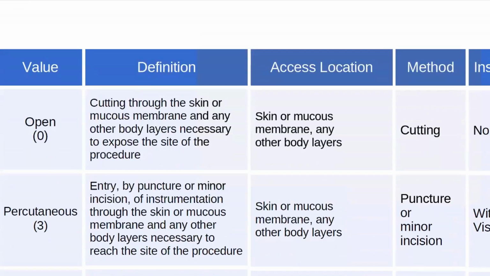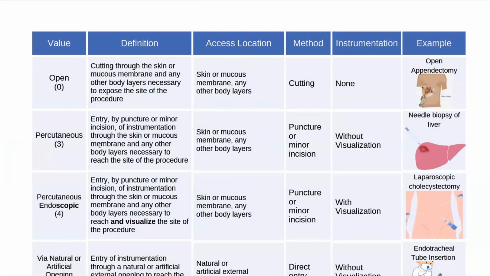Okay. So our next one is going to be percutaneous. And the definition of percutaneous is entry by puncture or minor incision of instrumentation through the skin or mucous membrane and any other body layers necessary to reach the site of the procedure. Again, the key here is puncture or minor incision. The access location is the skin or mucous membrane and any other body layers, similar to the open approach. The method is a puncture or a minor incision. There is no visualization, meaning that there is no scope involved.